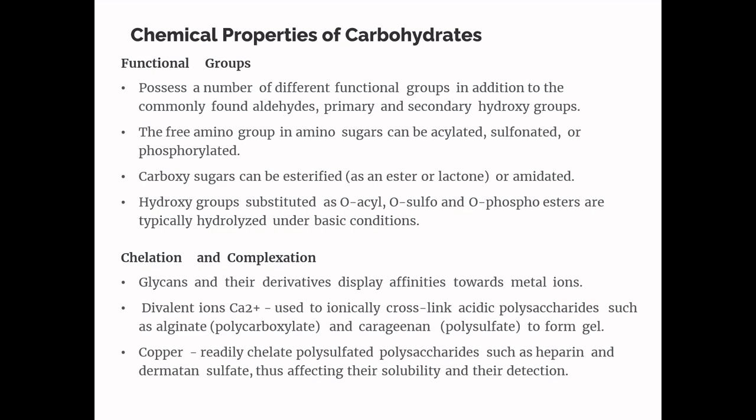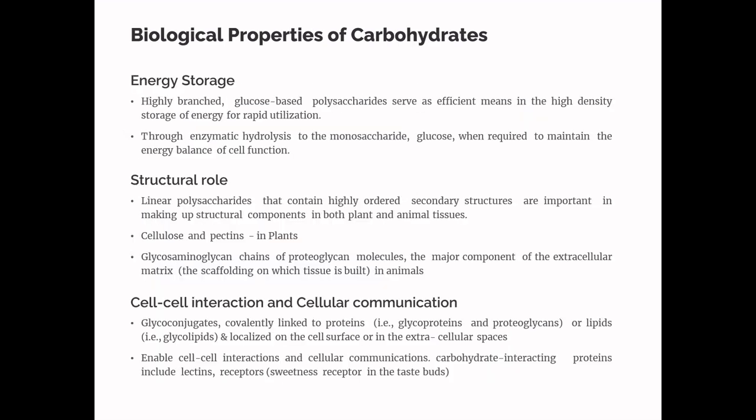The glycans and their derivatives display affinities towards metal ions. The divalent cation calcium is used for ionically cross-linking acidic polysaccharides such as alginate, which is a polycarboxylate, and carrageenan, a polysulfate, to form a gel. Copper is readily chelated to polysulfated polysaccharides such as heparin and dermatan sulfate, thus affecting their solubility and their detection.